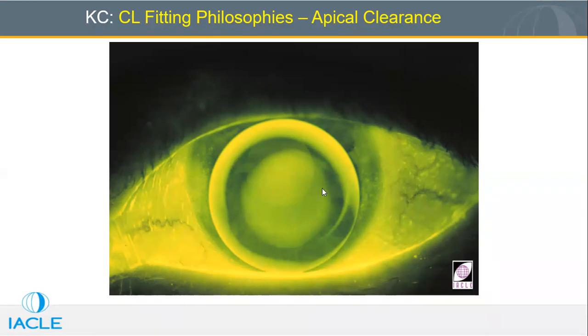ठीक है. सो जब हम क्लियरेंस कहते हैं तो क्लियरेंस का मतलब देयर इज नो टच बिटवीन द कॉर्निया एंड अ कॉन्टेक्ट लेंस. सो दिस इज अ एपिकल क्लियरेंस. We are seeing there is no central touch between the cornea and contact lens. And why we are seeing this? Because we are seeing a lot of fluorescein here.